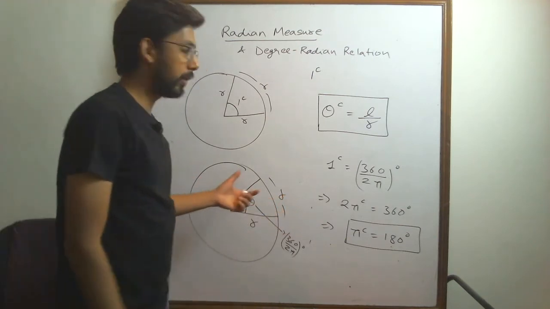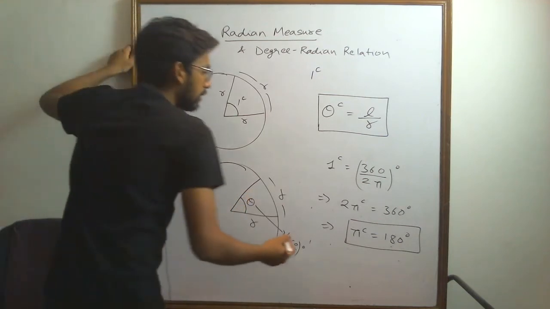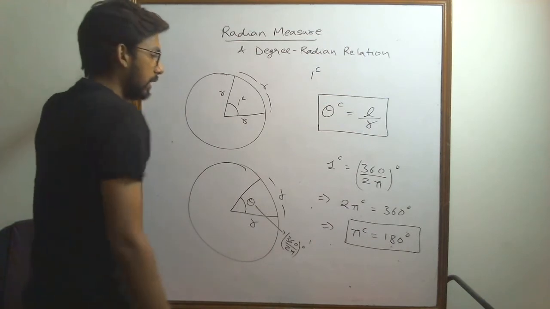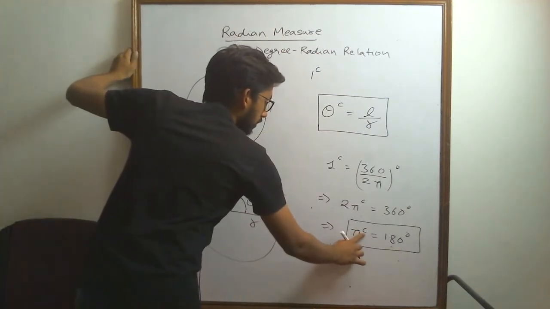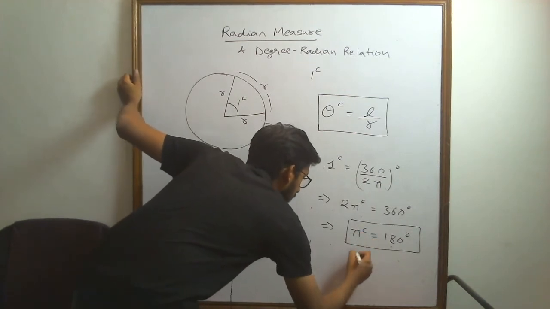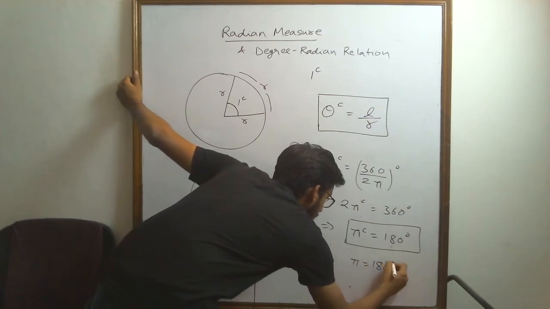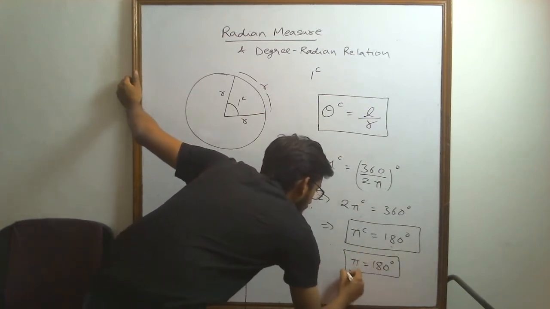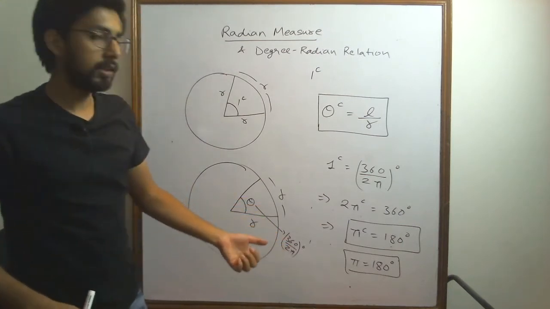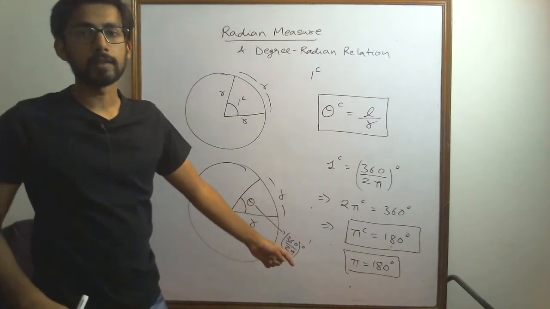Okay, now one of the most important things is that by convention we omit using this symbol for radian. We do not write c here and just use radians without the symbol. So we just write that pi is equal to 180 degrees. This does not mean that pi, the value, is equal to 180 degrees. It means that pi radians is equal to 180 degrees.